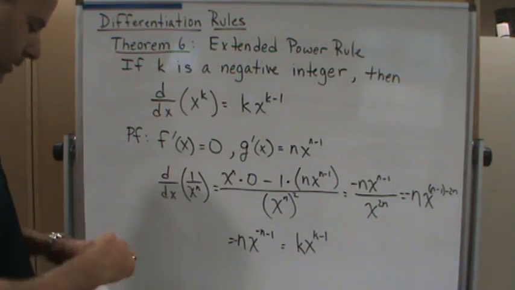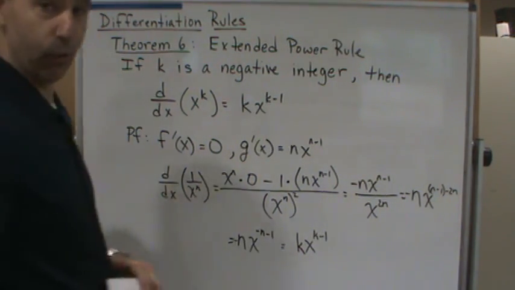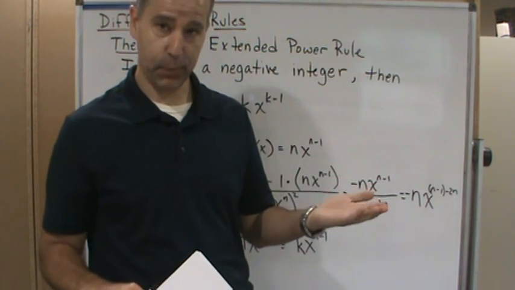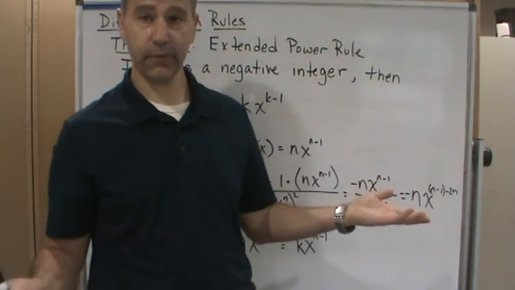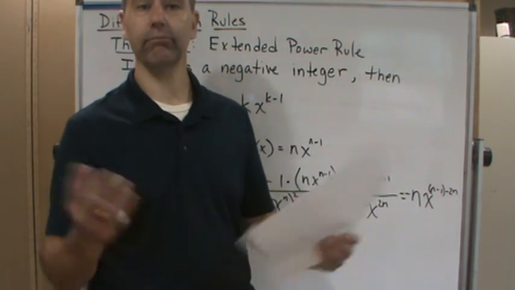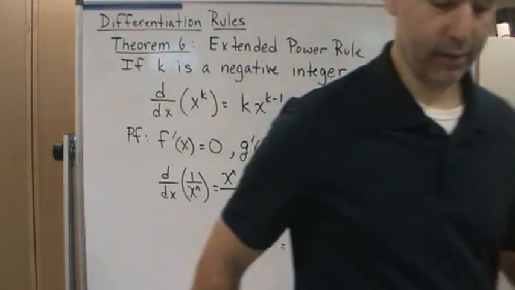And that's it. So now we can use the power rule for both positive and negative exponents. Of course, if the exponent is 0, we don't have a power anyway. So hey, we're done. Have a great day.